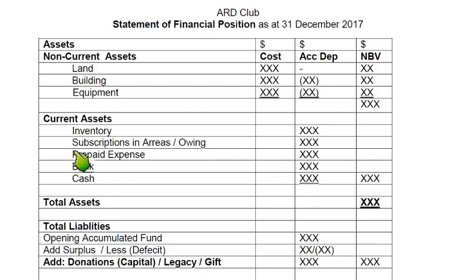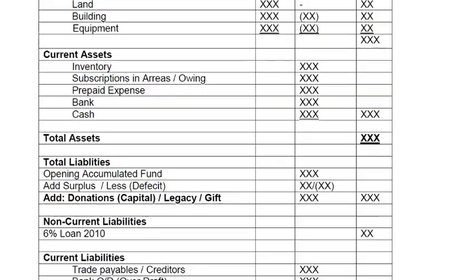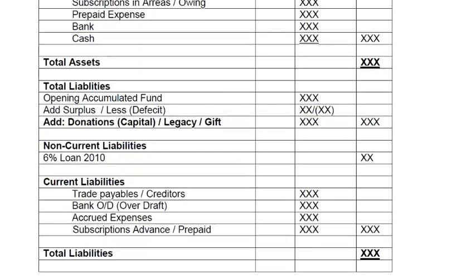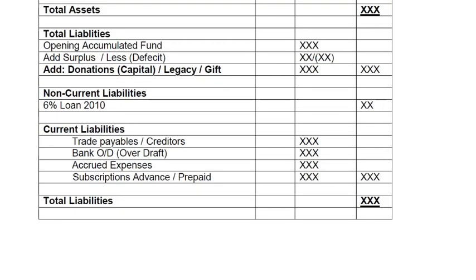Then after accrued income, there comes prepaid expense. This is normal if you have paid rent in advance for future years or future months, therefore it is an asset for the business. Then there can be bank and there can be cash. After adding up all of the current assets, non-current plus current assets becomes total assets. Now after assets, normally in an accounting equation there comes capital and liabilities. But in a not-for-profit organization, we do not use the term capital, because a not-for-profit organization is not owned by someone.